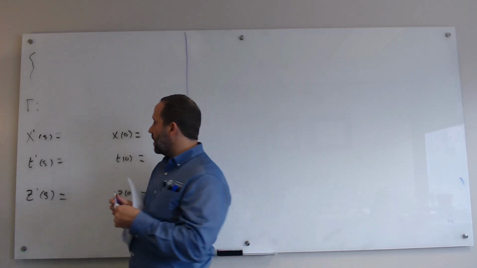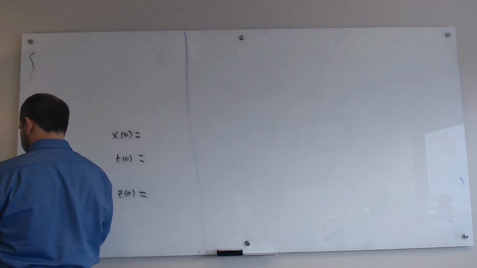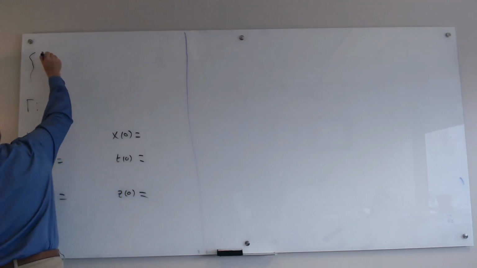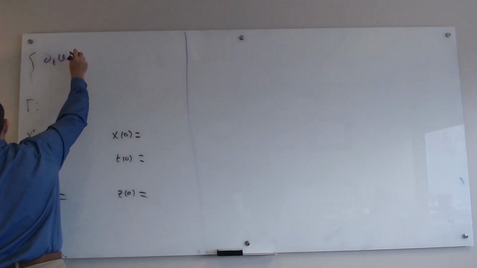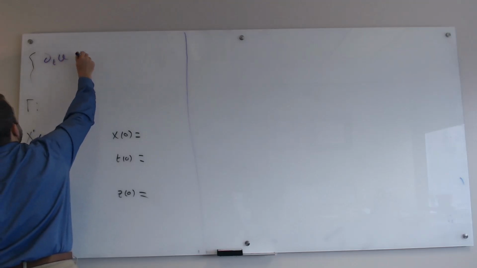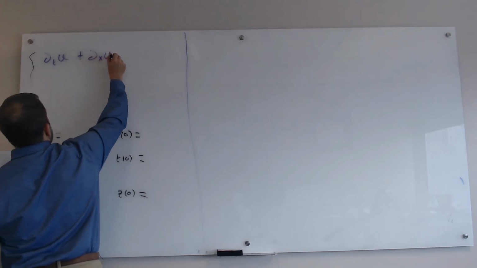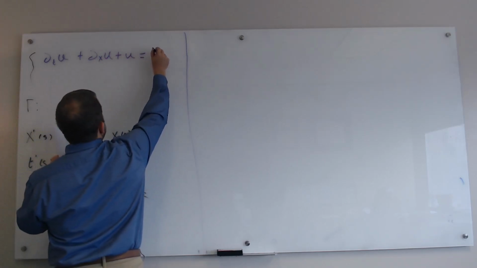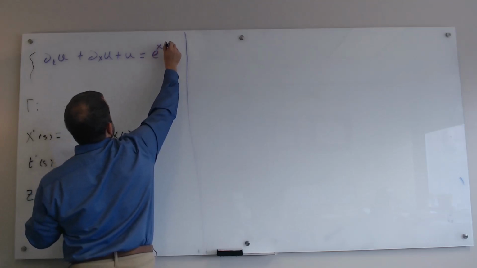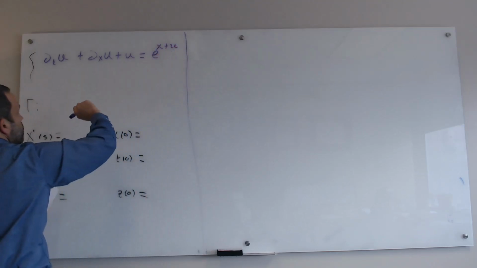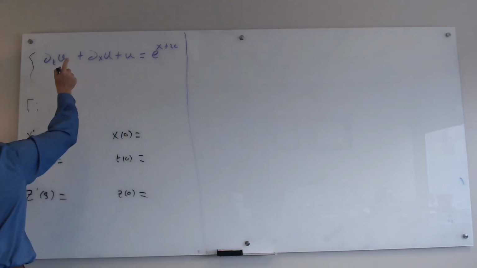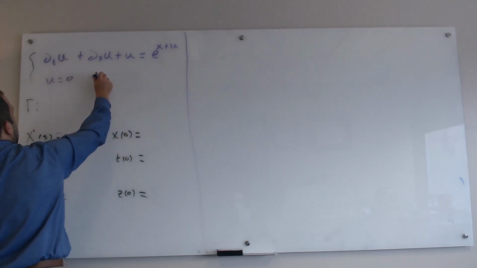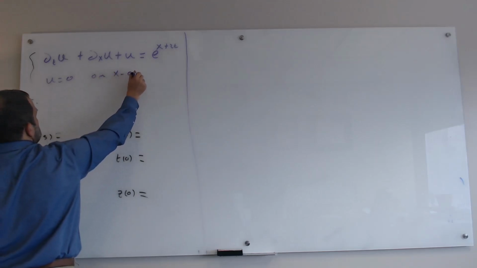We are now doing the sixth example. All right, so we're going to have the t derivative of u plus the x derivative of u plus u is equal to e to the x plus 2t. And then finally, u equals 0 on the x-axis.